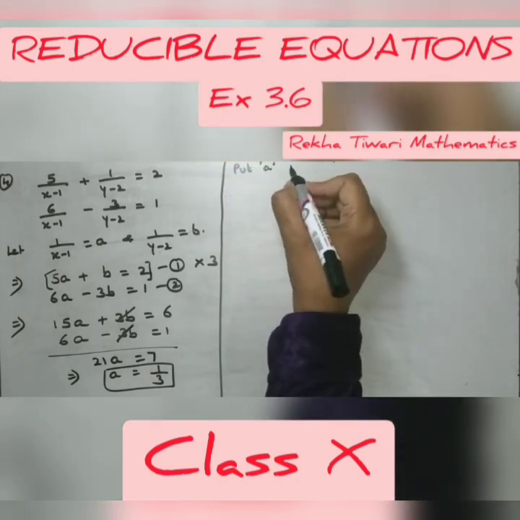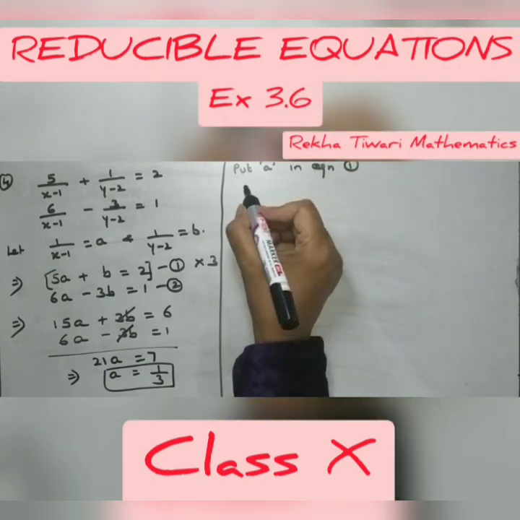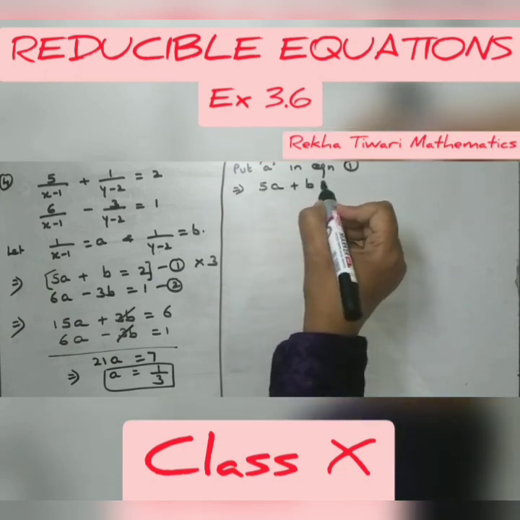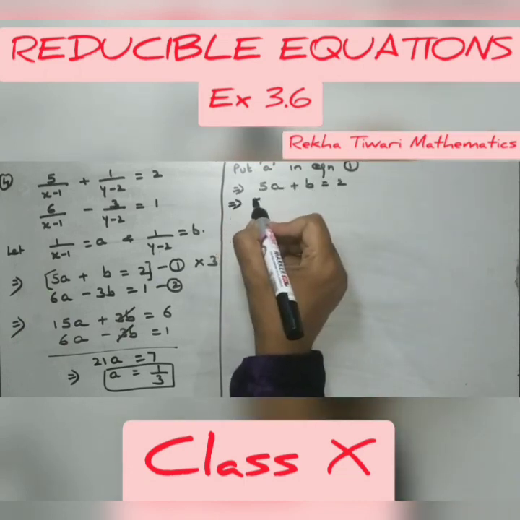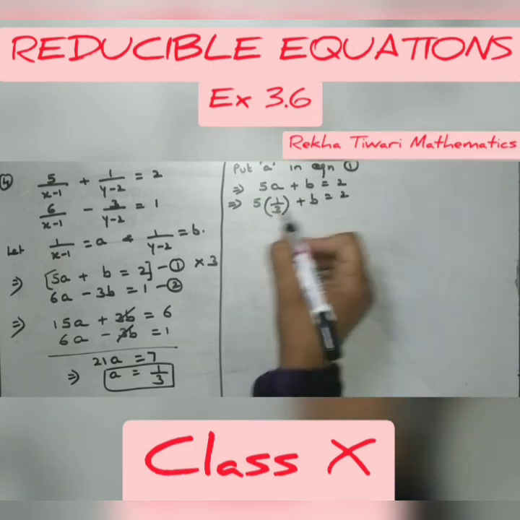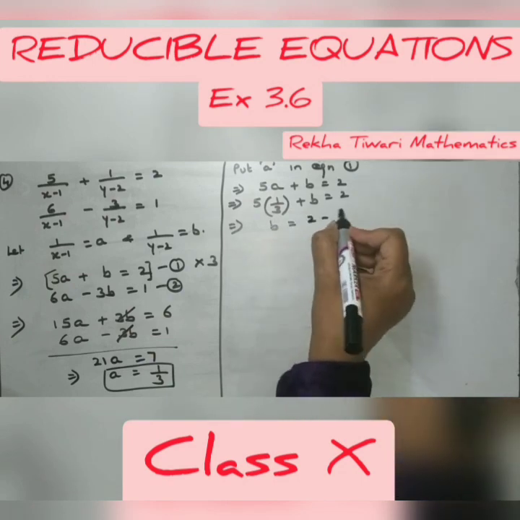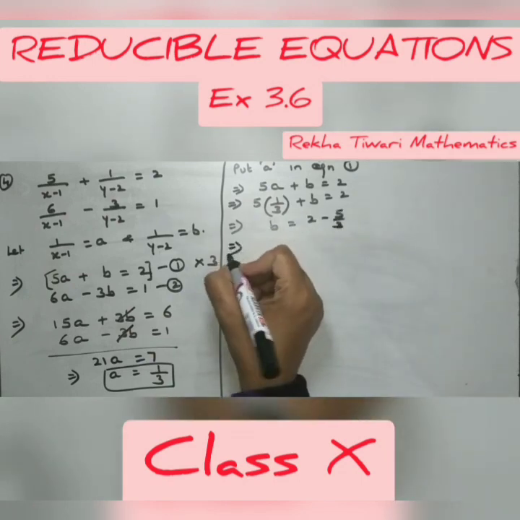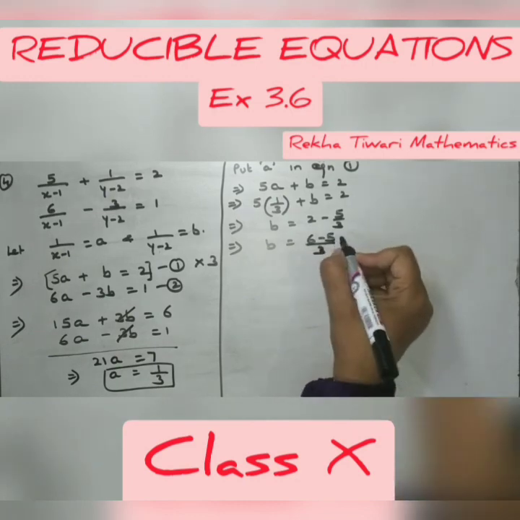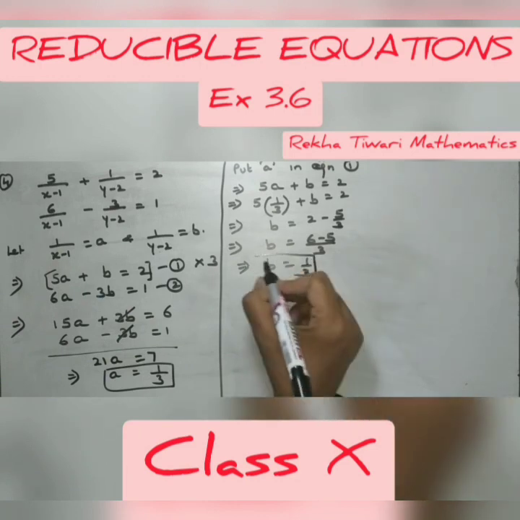Put the value of a in equation number 1, which implies 5a plus b equal to 2. This implies 5 times the value of a, which is 1 by 3, plus b equal to 2. This implies b equal to 2 minus 5 by 3, and this is 6 minus 5 by 3, which implies b is also 1 by 3.